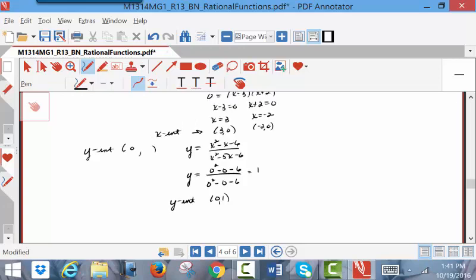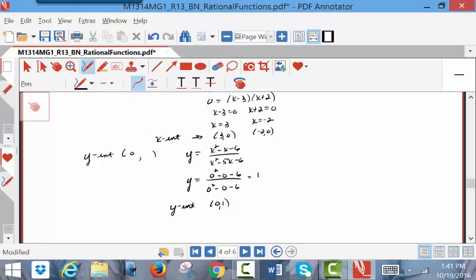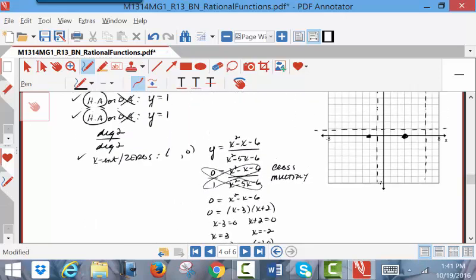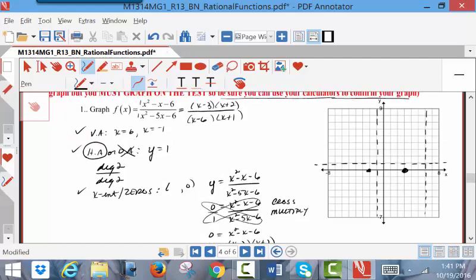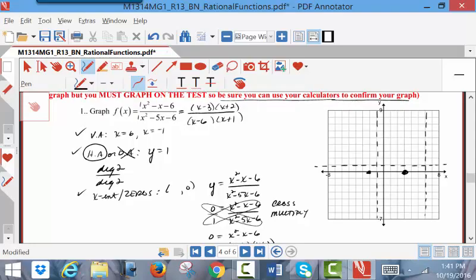Okay, so I've got to scroll back up to my graph and plot this point. Right here, 0, 1, right there, bam. At this point, you would pick up your calculator and you would graph this thing. And for sake of time, I'm just going to let you know I've already graphed it on the calculator so that we're ready to do this.